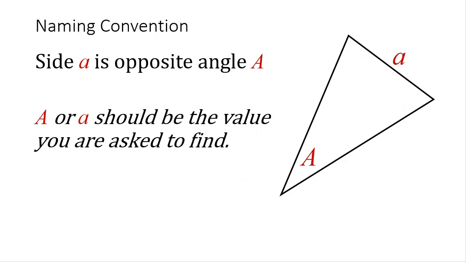In each case, the angle is capitalized and the side is small. For the purposes of NCEA trigonometry, you should make the side or angle that you are trying to find A, because that's the way the formulas work.